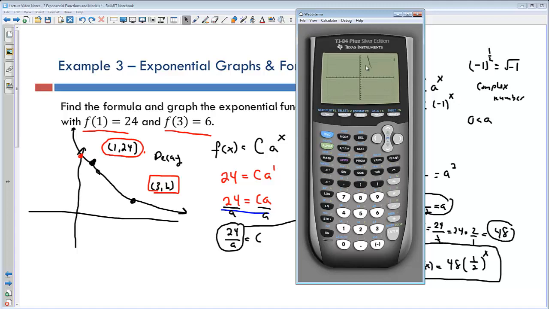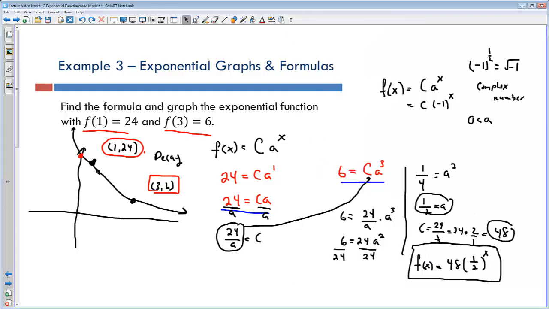Oh, but we're not going to see much of it, right? We're not going to see much of it because it's 48, right? But you can trace it. You can actually trace this and see if you plug in 1, what do you get out? So 1, enter, you get out 24. 3, enter, you get out 6. And so you can basically say that's definitely the exponential function that fits that data. All right, so that's basically a check because I checked it with my graphing calculator. All right, so let's move on.